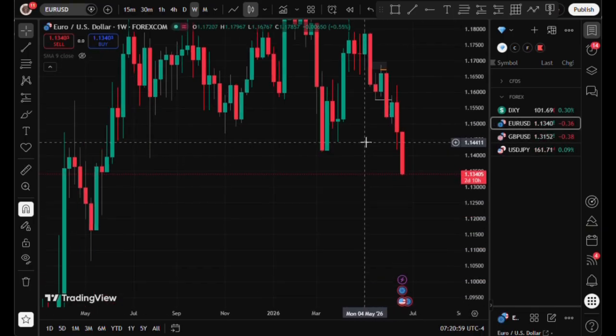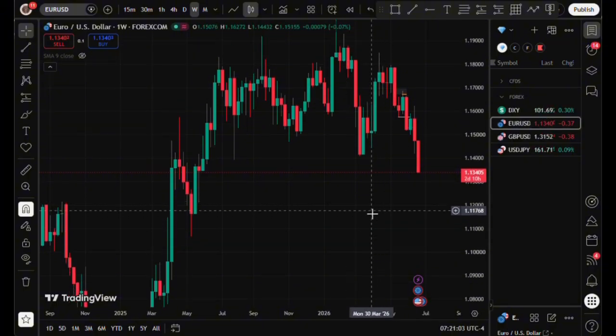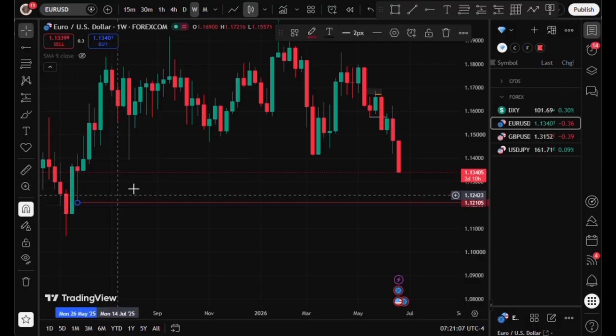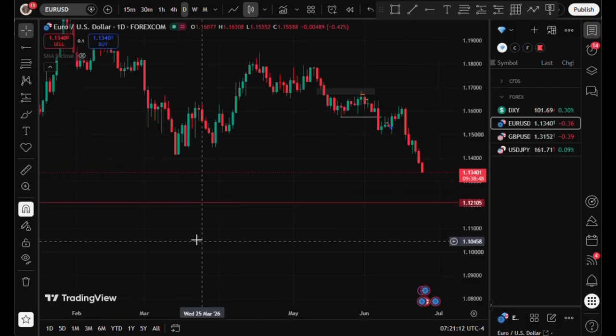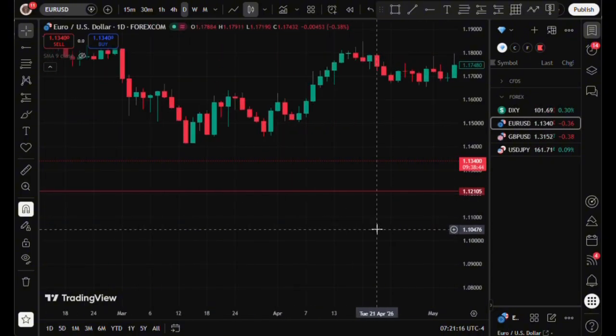And then on Euro USD, I'll be expecting price to move down into the 1.12 big figure. All right, that is my expectation for Euro USD and this level here. So if we go down into the daily time frame, this is what it should look like. All right, we should be looking for this level over here.